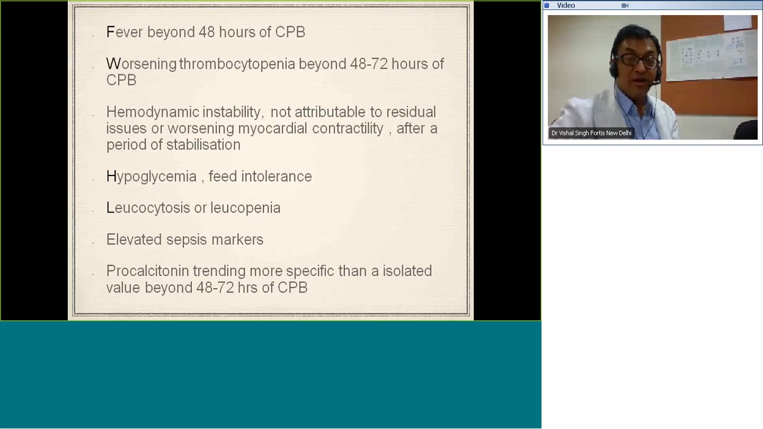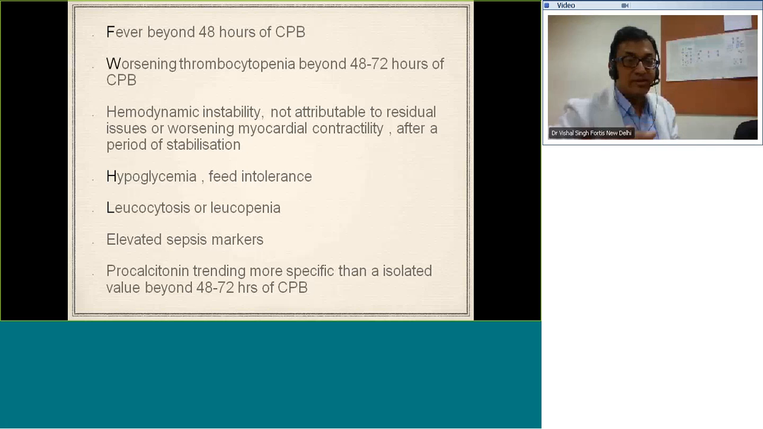Now if somebody is having fever beyond 48 hours of CPB, if somebody is having a worsening thrombocytopenia beyond 48 to 72 hours of cardiopulmonary bypass, or a hemodynamic instability not attributable to the residual issues of worsening myocardial contractility after a period of stabilization. So a hemodynamic instability irrespective of myocardium.